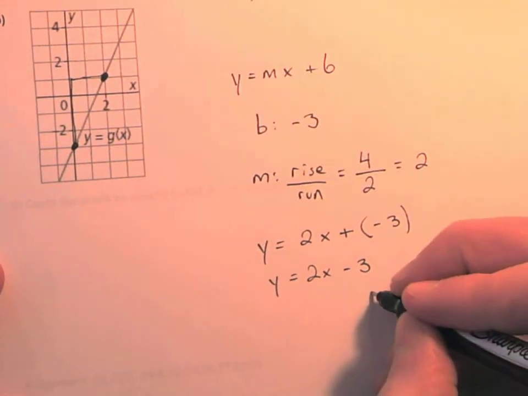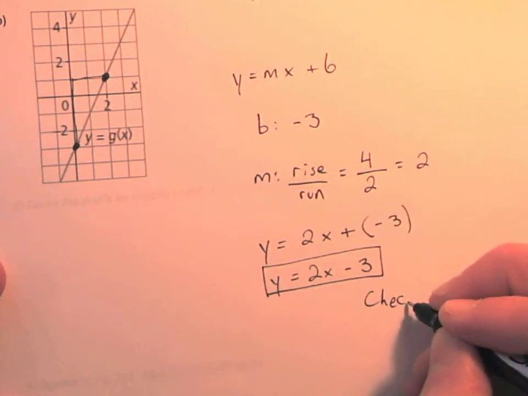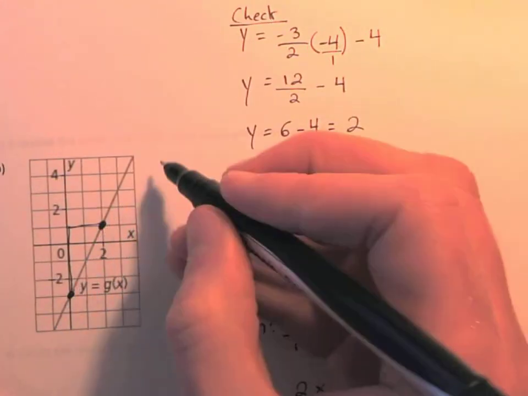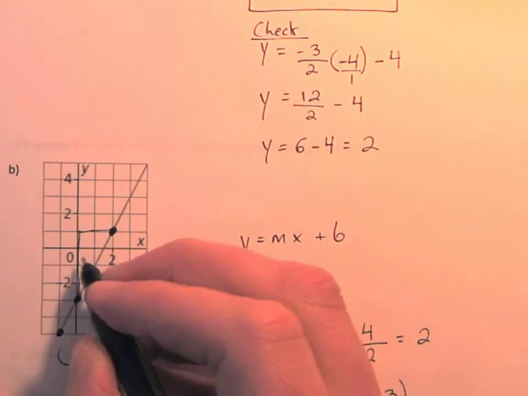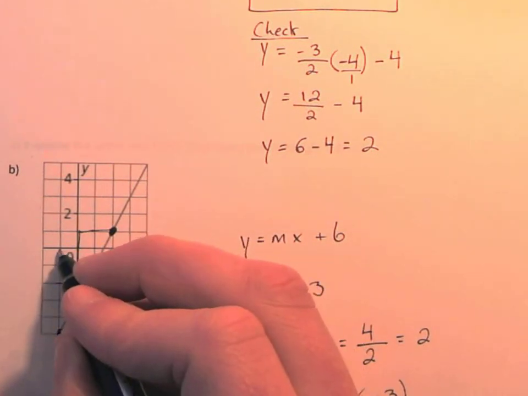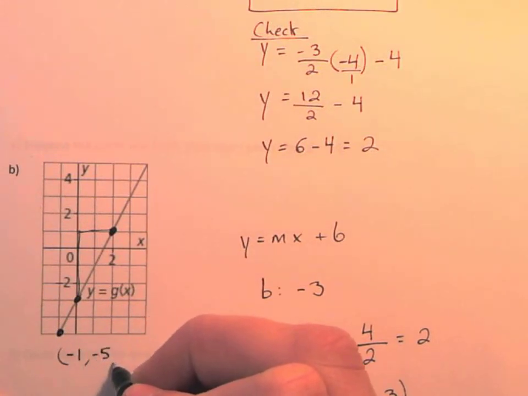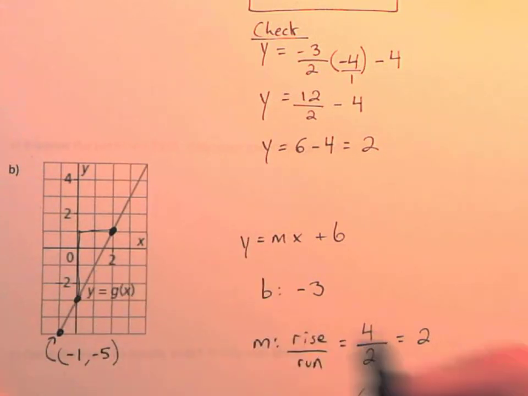Alright, let's do a quick check just to make sure we're right. I'm pretty certain that that's my answer, but let's just check. Let's take an arbitrary random point from this line. I'll choose this one down here, and that has the point -1, down 5. So -1 x value, -5 y value. That's the coordinate point for the check.